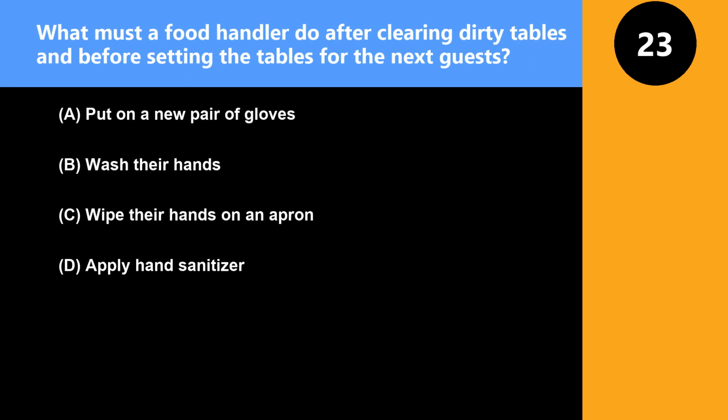Question 23. What must a food handler do after clearing dirty tables and before setting the tables for the next guests? Option A, put on a new pair of gloves. Option B, wash their hands. Option C, wipe their hands on an apron. Option D, apply hand sanitizer. The correct answer is option B, wash their hands.